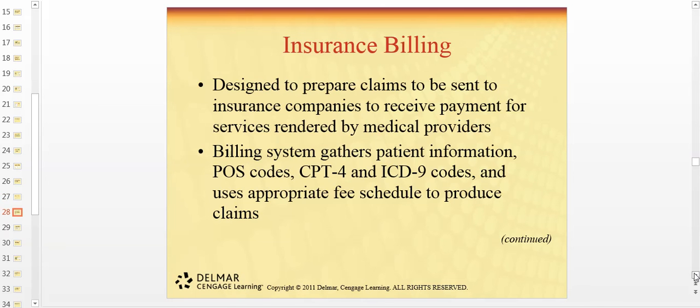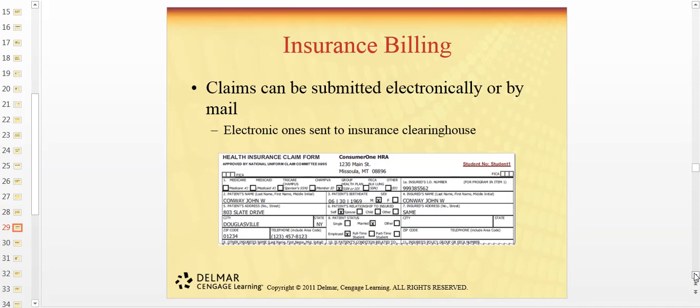Insurance billing is designed to prepare claims to be sent to the insurance companies to receive payment for services rendered by medical providers. The billing system gathers patient information, place of service codes, CPT, no CPT-4, and ICD-10 codes, and uses the appropriate fee schedule to produce claims. Claims can be submitted electronically or by mail.